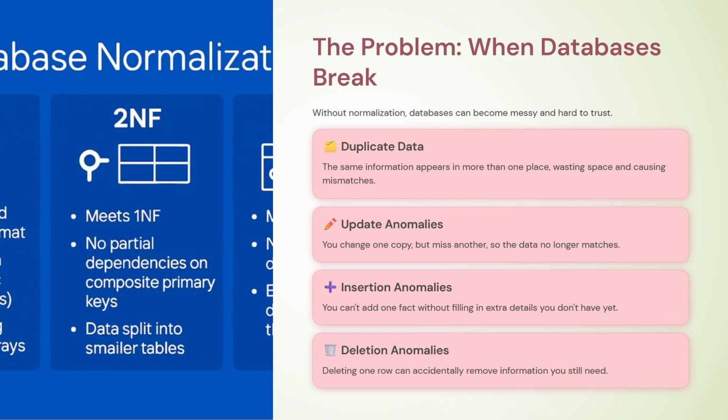The third one is insertion anomaly, where a new department starts but no students have enrolled. Because department details are stored only with students, we cannot insert the department without student information. The fourth one is deletion anomaly. Suppose the last student in the A department graduates. Deleting that student's record also removes the only information about the A department. This leads to unintended data loss. So normalization eliminates all these anomalies.